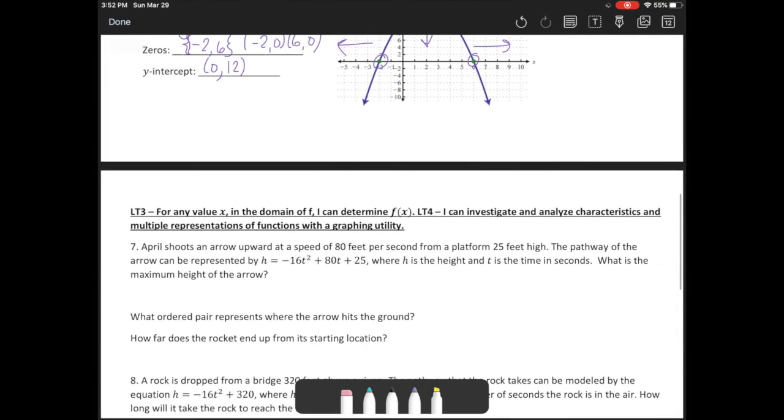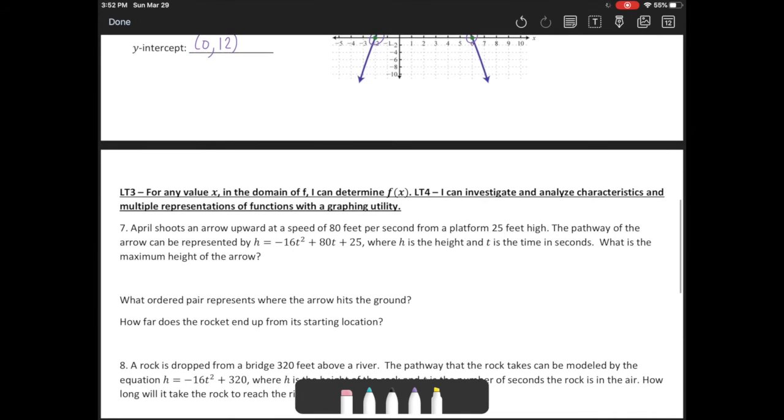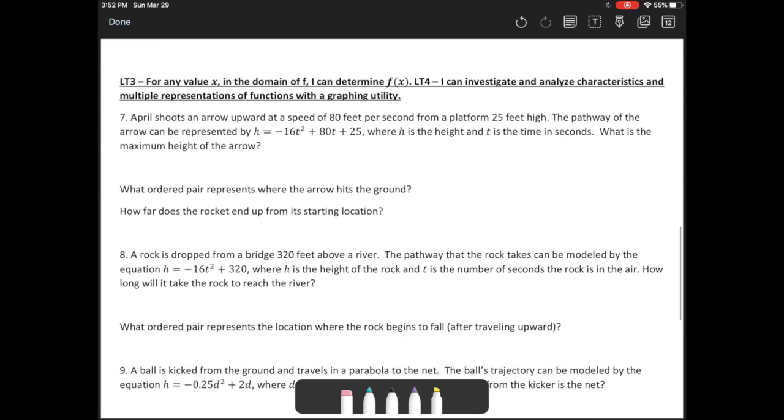Then we have some word problems. So for the word problems, for this unit, it was pretty easy because you are given the equation, and it's pretty easy to type it into Desmos. You just have to know which part of the graph you're looking at to give your answer, okay? So April shoots an arrow upward at a speed of 80 feet per second from a platform 25 feet high. The pathway of the arrow can be represented by the equation h equals -16t squared plus 80t plus 25, where h is the height and t is the time in seconds. What is the maximum height of the arrow?